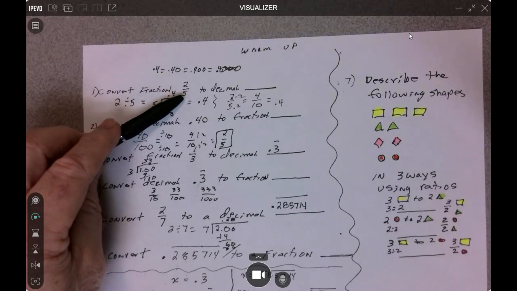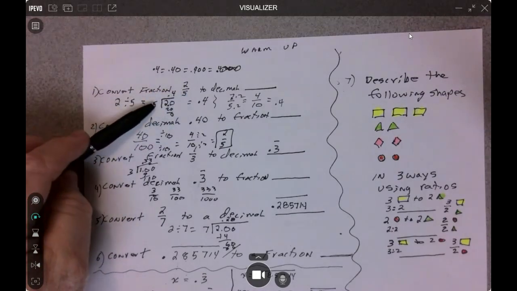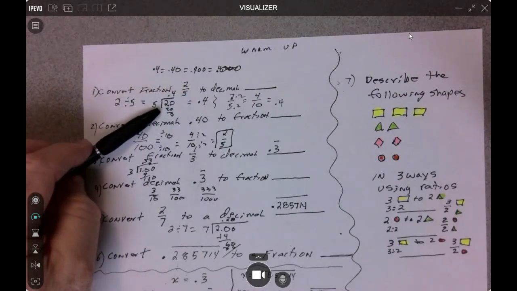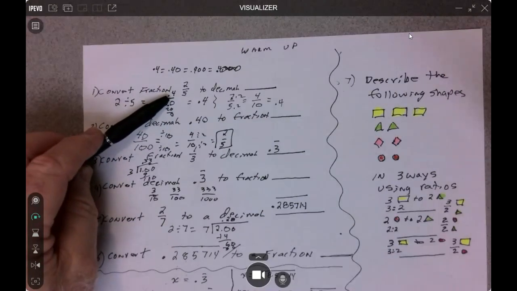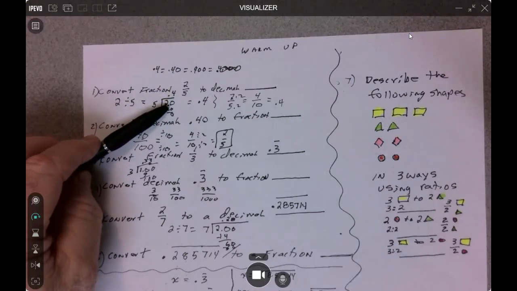One way is to simply do the division, 2 divided by 5, and you'll notice that we set that up and we wind up getting 0.4, or 4/10, when we do the division.